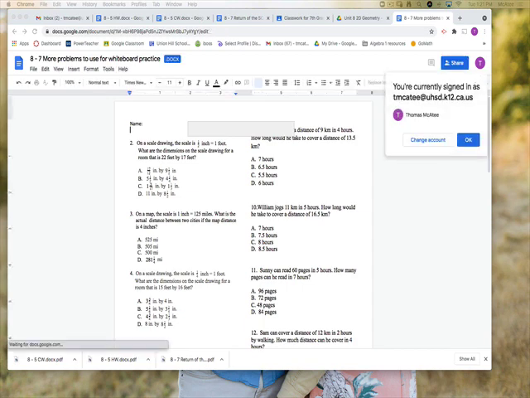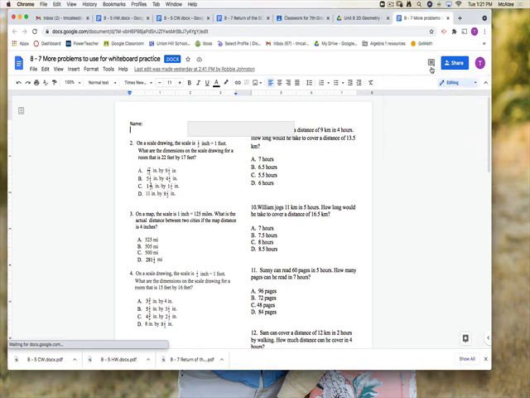Okay, you should have a calculator up on your Chromebook or on your desk in calculator form. You should have a whiteboard and a marker.